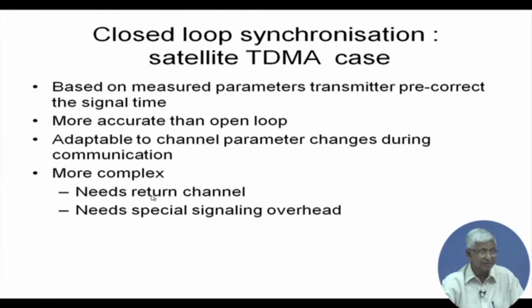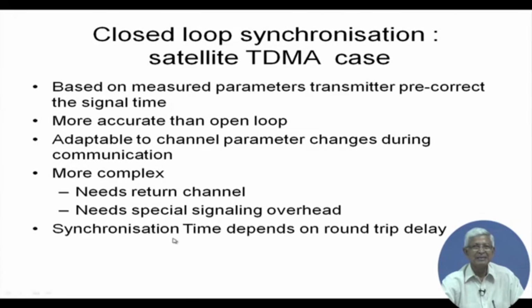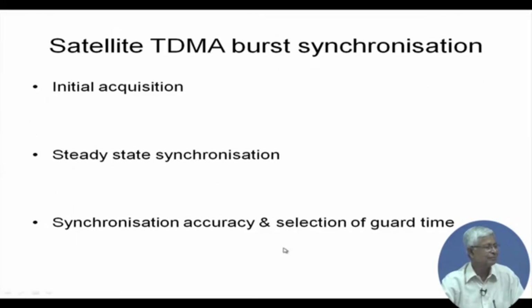But it is more complex, because you need a return channel, that means you need a receiver. So, it needs a return channel, and it needs a special signaling overhead, that we will see. And synchronization time depends on the round trip delay. In case of satellite it is a half-second delay. So, that round trip delay is of the order of a quarter of a second. So, that is also another constraint in that.